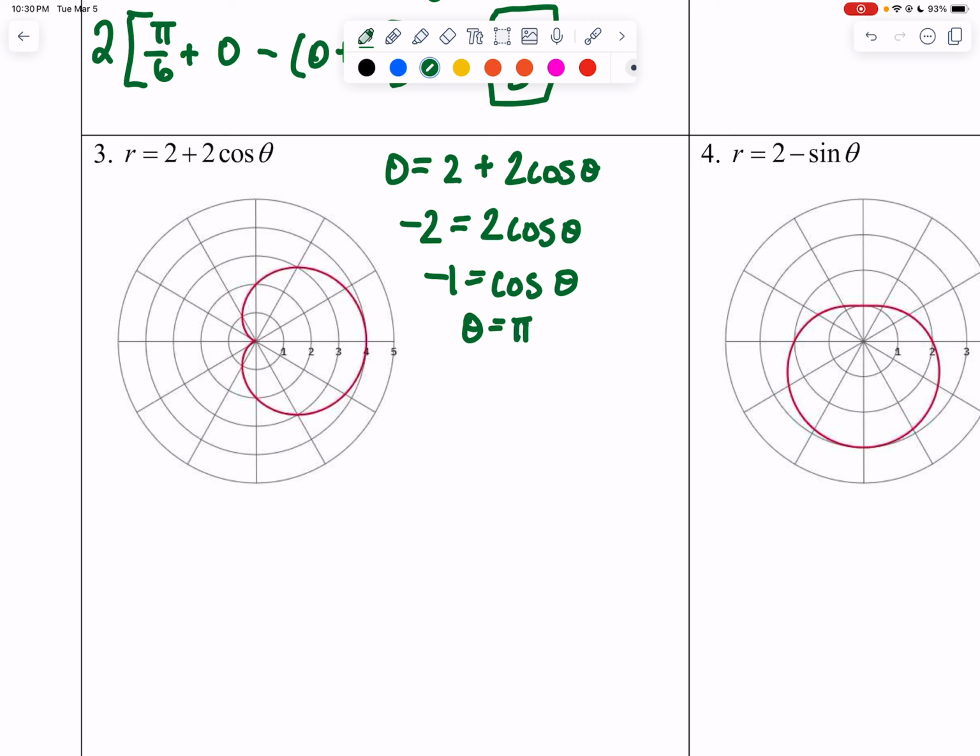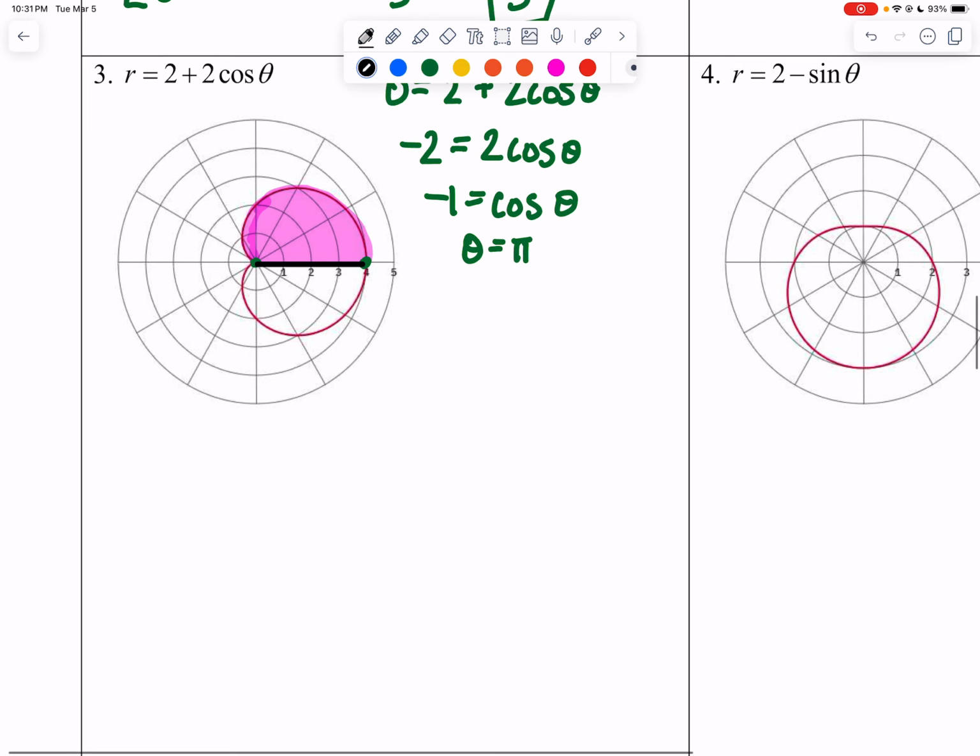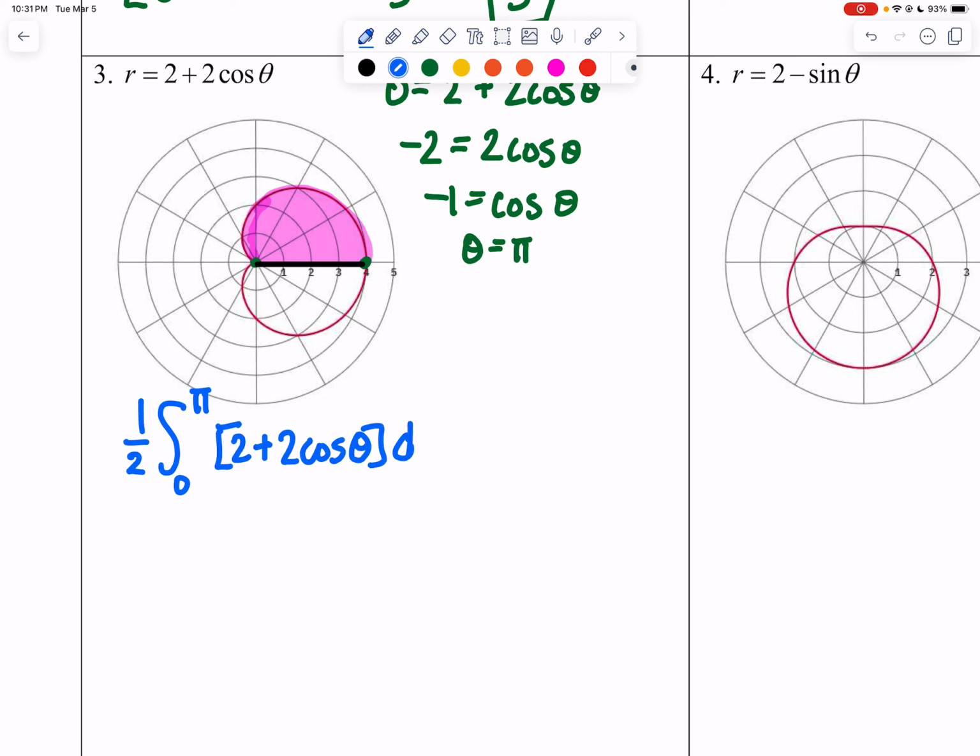So we're going to start here at theta is equal to 0. And then we're going to move here whenever theta is pi, so that it is 0. You'll notice that that area is going to be this right here, and it's the upper area. You could tell that this right here is going to be symmetric, so once again, just like number 1, whenever we are doing this right here, I'm going to have my formula of 1/2. My lower limit is going to be 0, and then my upper limit is going to be pi right here of 2 plus 2 cosine of theta d theta.